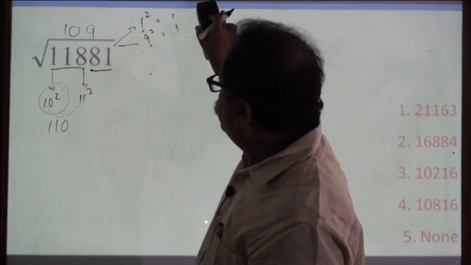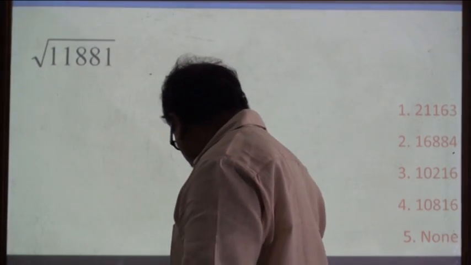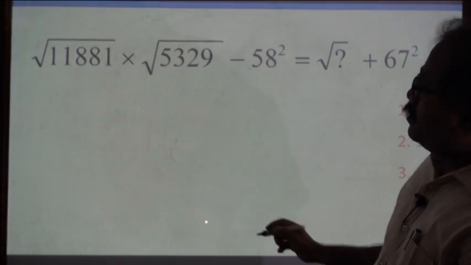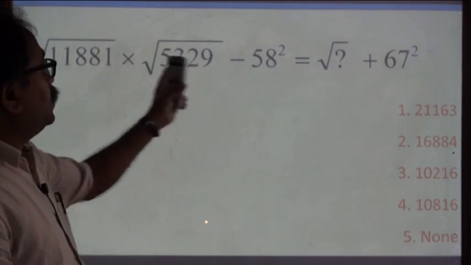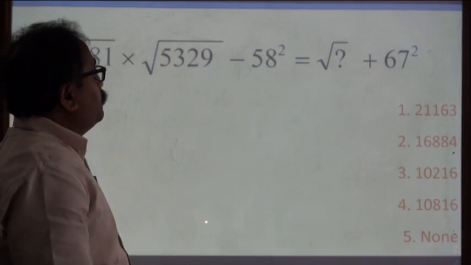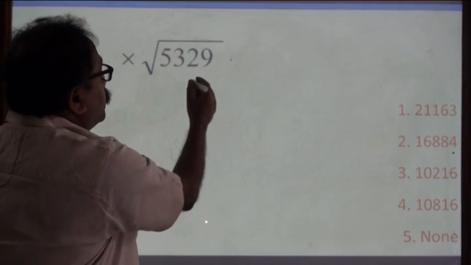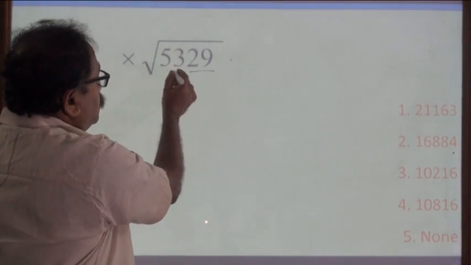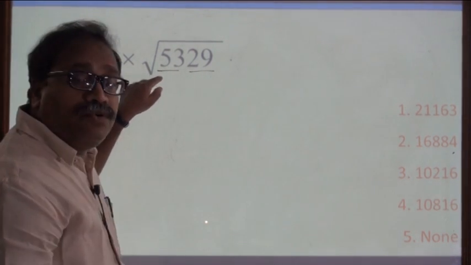Next, again we will cover up these figures and we will try to find out the square root of this number. Okay. Now again I will take the 2 digits here and again the remaining part, and the remaining part can be taken up to 3 digits.